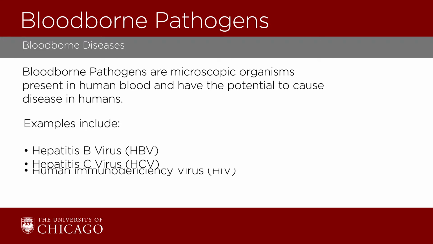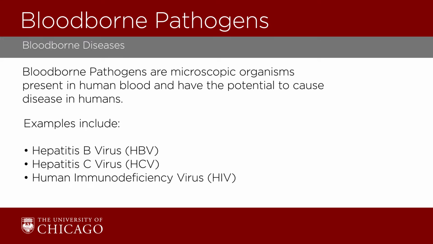Lastly, human immunodeficiency virus, HIV, is another bloodborne pathogen, which will be discussed in more detail later in this module. Of the bloodborne pathogens, hepatitis B and HIV are the 2 most common in the workplace.